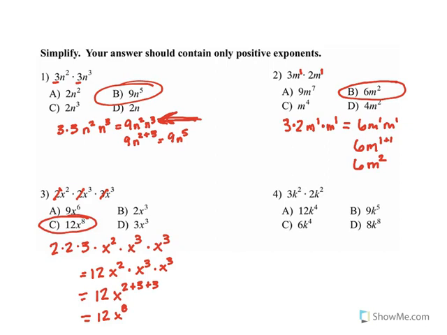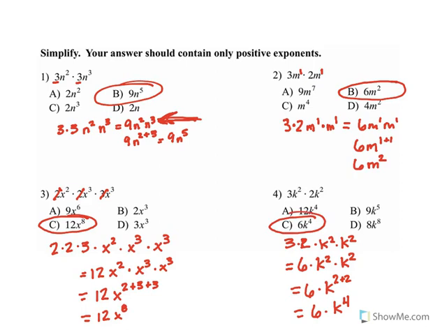Okay, now let's do the same thing again. We're going to have 3 times 2, those are our numbers first, times k squared times k squared. Then we're going to have 3 times 2 is 6 times k squared times k squared. Remember, we add our exponents, so we have 6 times k to the 2 plus 2. So 6 times k to the 4th. So the answer is C.